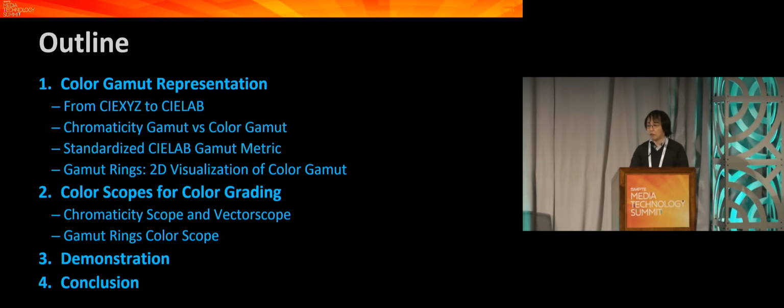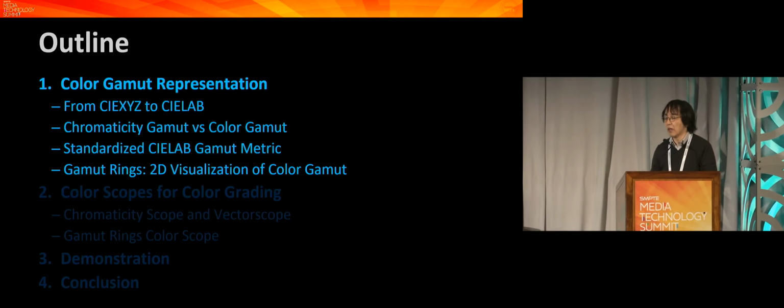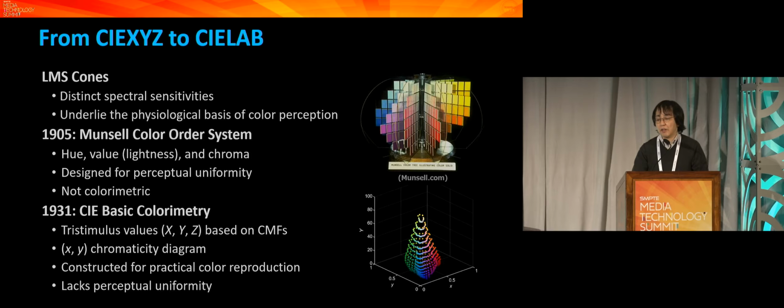This is the outline of my talk. First, I briefly cover the history of color science, and I explain the difference between chromaticity gamut and color gamut, and introduce the CIELAB gamut metric and its two-dimensional visualization method called Gamut Rings. The human retina contains three different types of cone cells. They have distinct spectral sensitivities underlying the physiological basis of color perception.